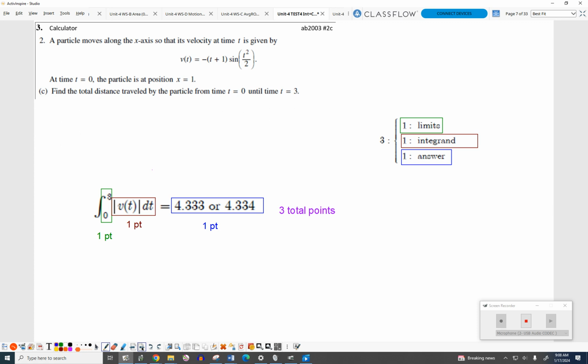A few points for Jason. What did you have on your paper, Jason? I had 1 plus that. So tell me exactly what. 1 plus the integral from 0 to 3 of the absolute value of the velocity dt. Gotcha. And so you got 5 point whatever. Yeah. Yeah, they'd give you 2 out of 3.